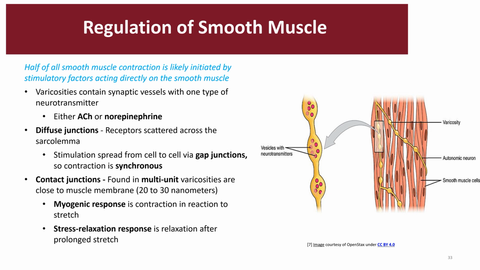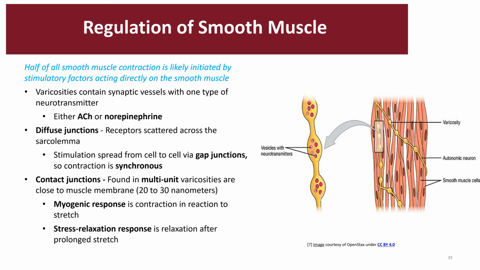On the bottom, in the multi-unit smooth muscle, each cell is stimulated independently by a specific neurotransmitter. But they are closely linked to these little pockets called varicosities. These are where neurotransmitters are stored, and you may have some areas that are excited while some areas are inhibited. Contact junctions are found inside these multi-unit varicosities and are close to the muscle membrane, roughly about 20 to 30 nanometers. And there are two mechanisms that control this.